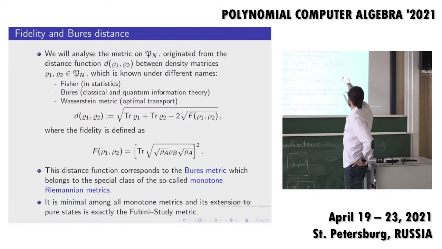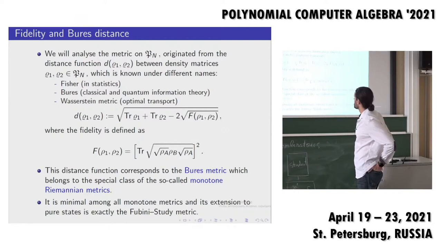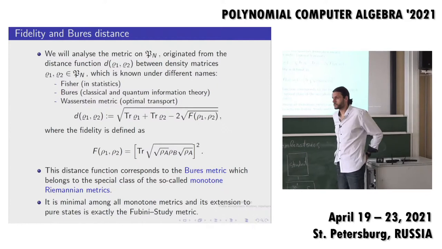So it appears here in the definition of the distance between two mixed states, rho 1, rho 2. And such a defined distance is monotone. The corresponding metric is a monotone Riemannian metric. And it has more nice properties than just these. It's Fisher and Fubini-Study adjusted.